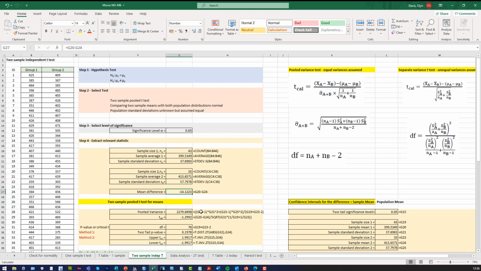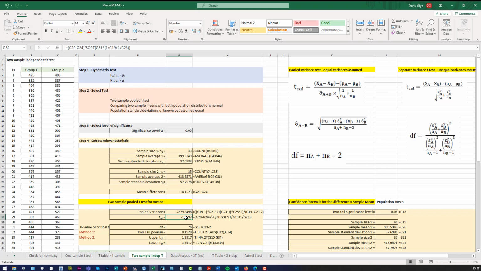Once we've done that, we can calculate the pooled standard deviation, which comes out to be 2279.8498 to 4 decimal places. Substituting that number into this equation, we can calculate t, which comes out to be minus 1.2992 to 4 decimal places. That's not a particularly big number, so we're probably fairly safe to assume that the decision will be to accept the null hypothesis as true.